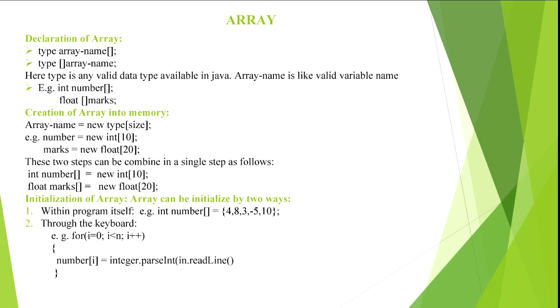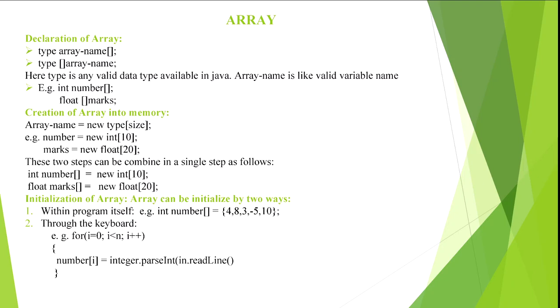These two steps you can combine in a single step, just like int number equal to new int 10, meaning you can declare as well as create the array in a single line. Similarly, for the second example, float marks, you declare the array, and on the right side you create it equal to new float 20.